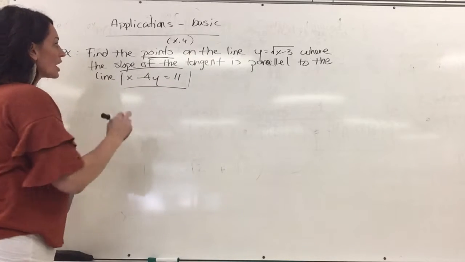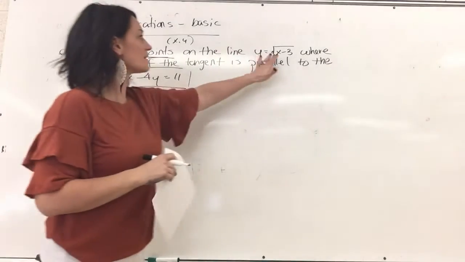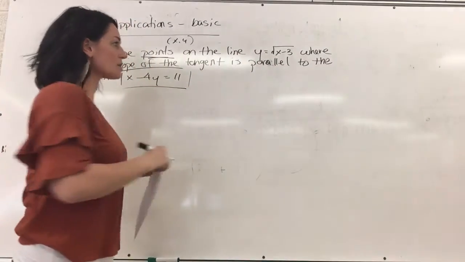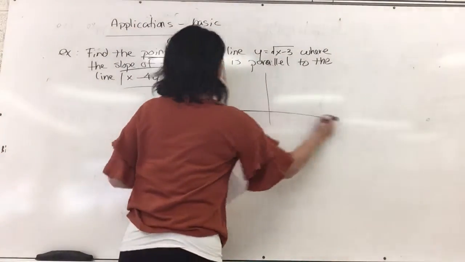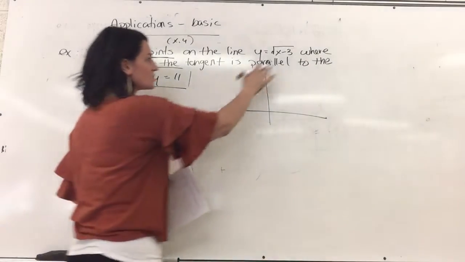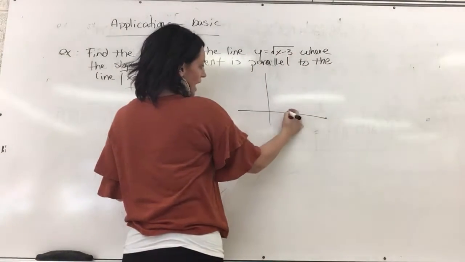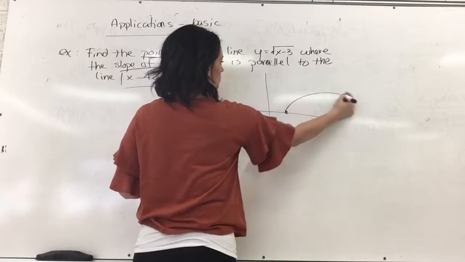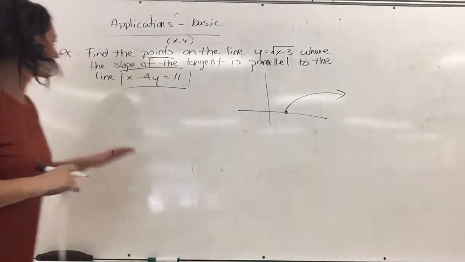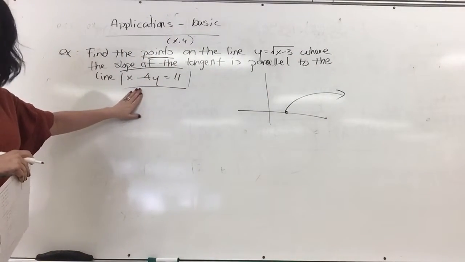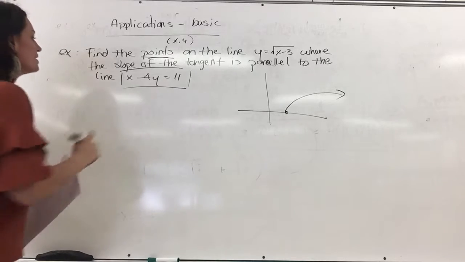So basically I'm looking for the points on this line where if I found the slope of the tangent line, it would be parallel to this line. So let's think about this visually. This is a radical function that's been moved over 3, so it's going to look something like this. Let's figure out what the slope of this line actually is.